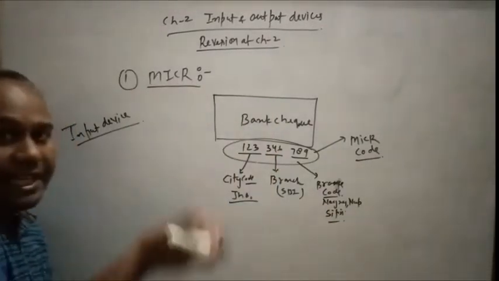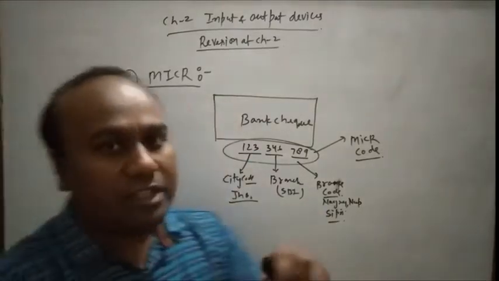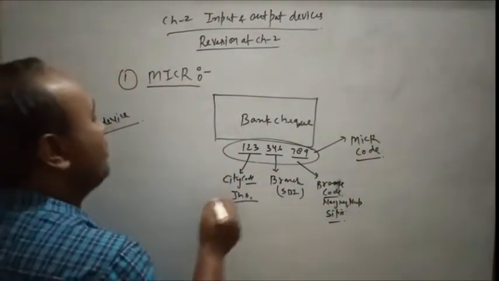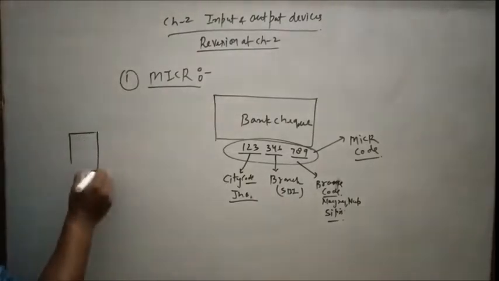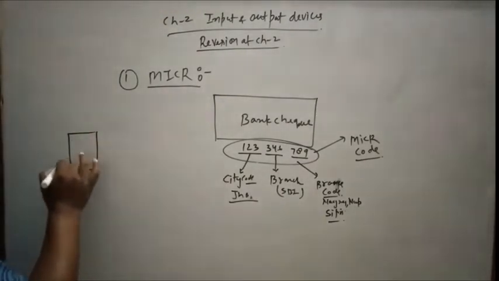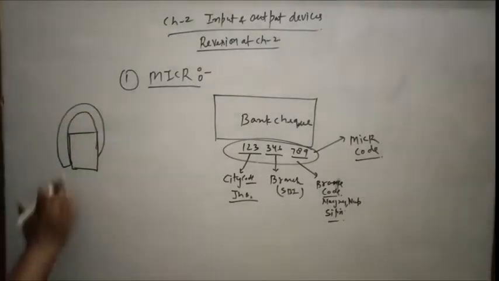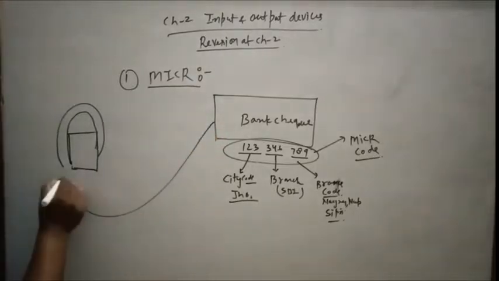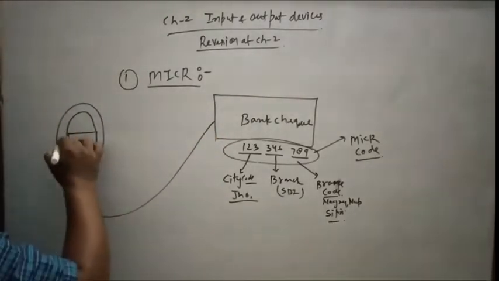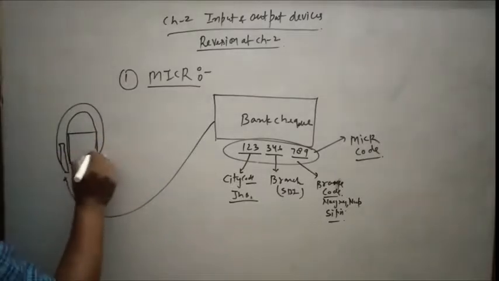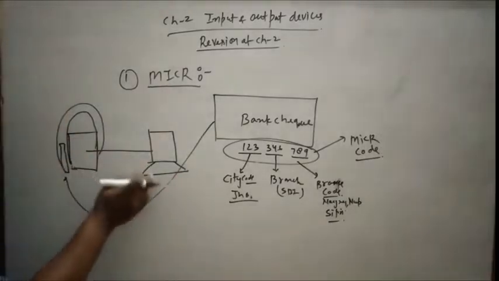So what happened? How will this check work? How will the MICR work? Try to understand it. First of all, the scanner is a type of device. Let me clarify, what is a scanner? It is a type of device, a device of this kind. And this is the check. We put the check here in this way. Got it? Now when we put it on this device, it is directly connected to the computer. This device is connected to the computer.